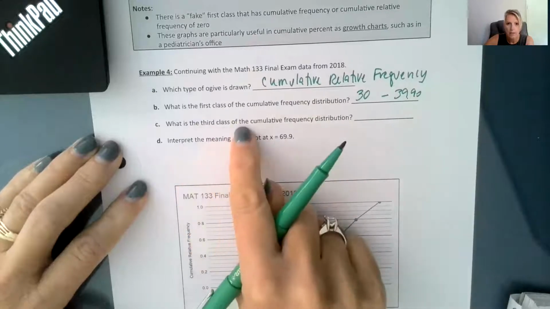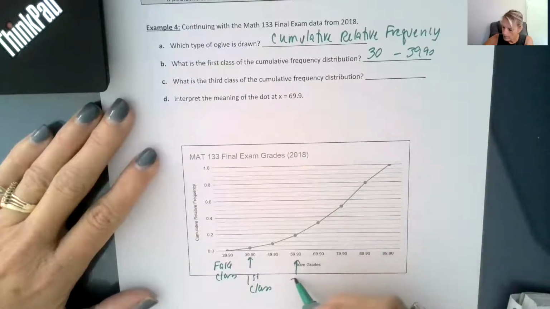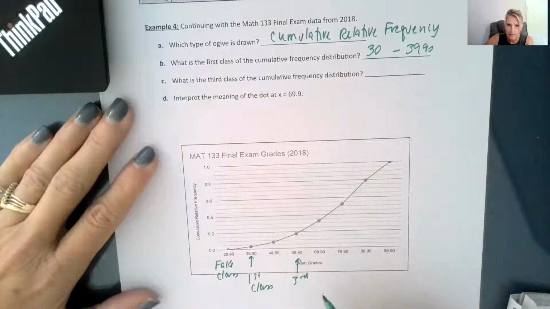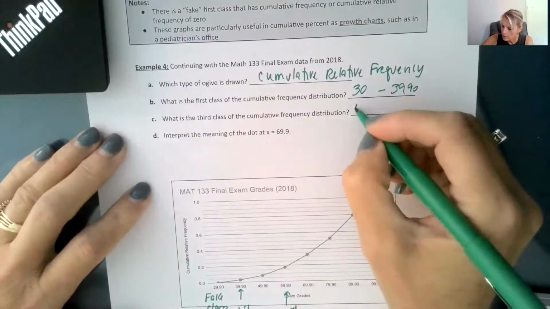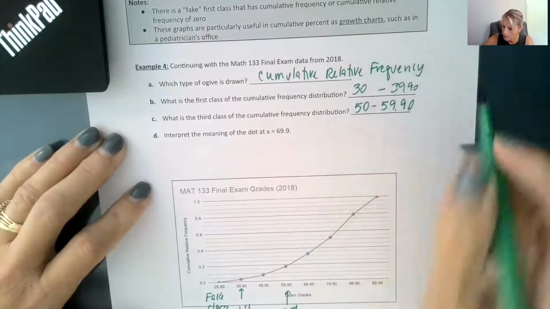What is the third class of the cumulative frequency distribution? So there's the first class, the second, there's the third right here. So that would be 50 to 59.9.